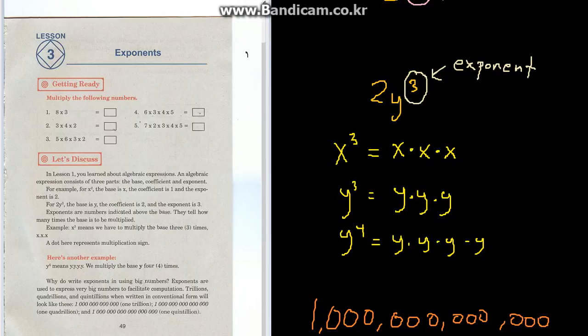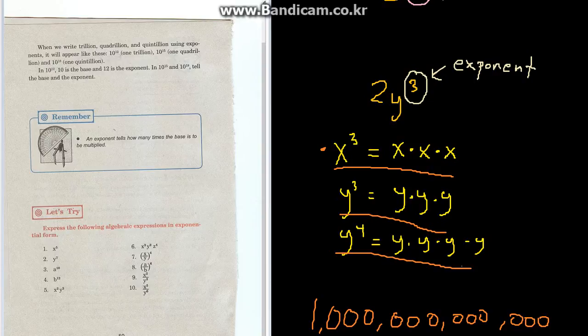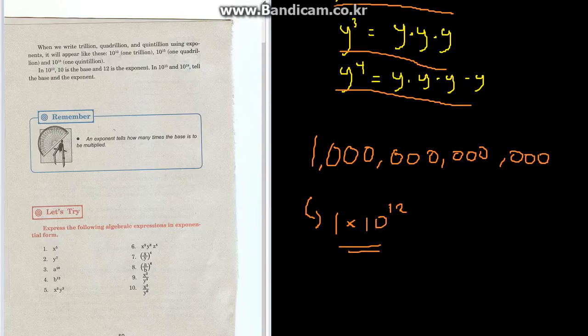Okay, so remember that exponent tells how many times the base is to be multiplied. So in this case, x is multiplied 3 times, right? 3 x's and 3 y's, 4 y's, and 12 tens. Okay, so now let's move on to let's try.